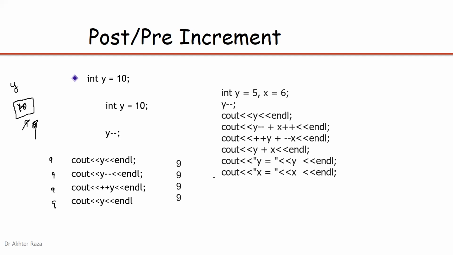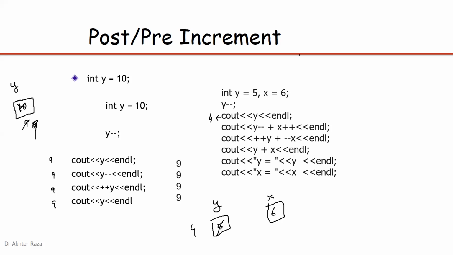Now in this statement, two variables are declared. One is y and it is assigned 5. Another variable is declared, it is x, and 6 is there. Y minus minus, just after assigning, y is decreased, so it has 4. Just after that, the value of y is shown. The value of y is 4. After this line, the output will be 4.